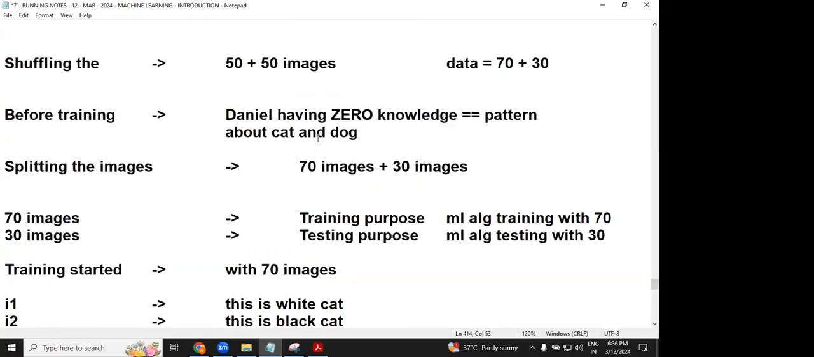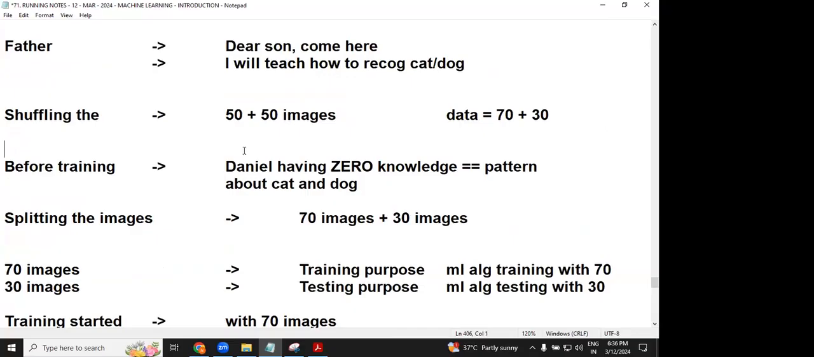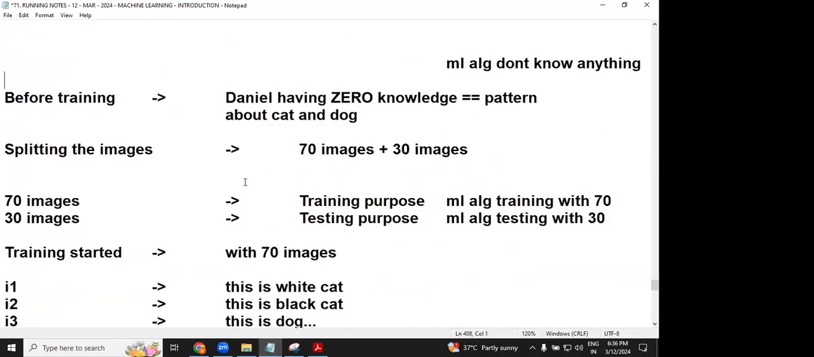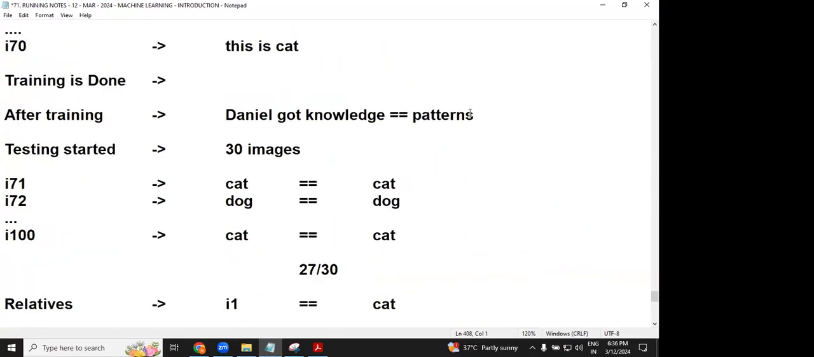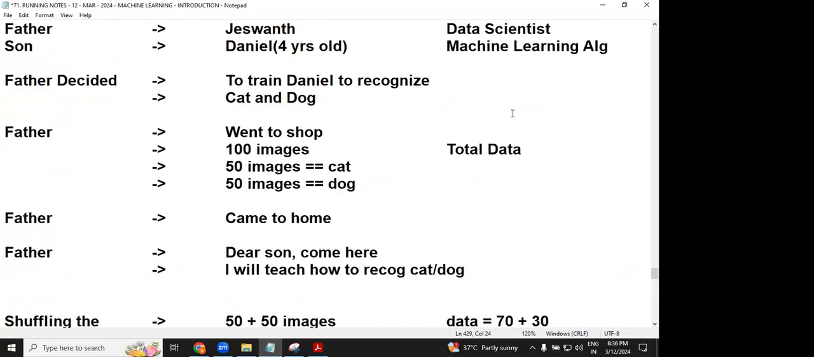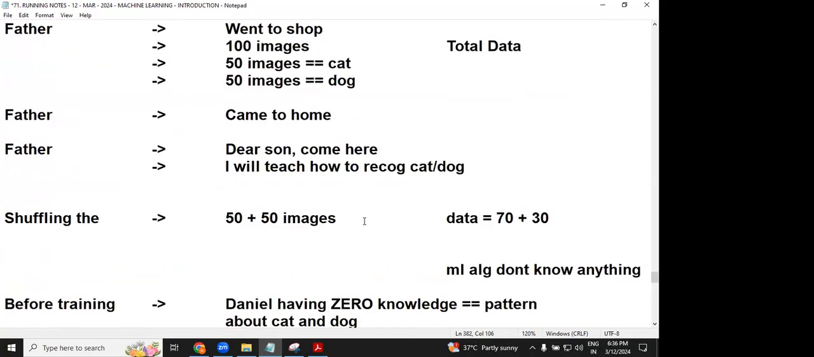Before training, the ML algorithm doesn't know anything. But after training, the ML algorithm got knowledge. Did you understand this one? Good. Now let me open the material. I'm sure you will enjoy it.